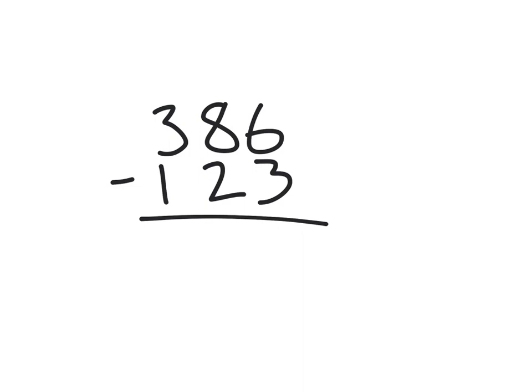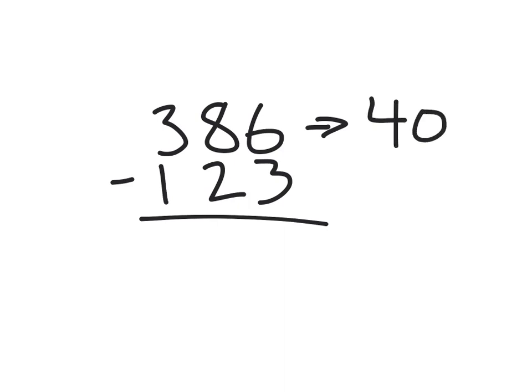So the way I like to estimate is to round it. 386 is a 3-digit number, so we're going to round to the hundreds place. I know 386 is between 300 and 400. Raise your hand if you can tell me what 386 would round to the hundreds place. Travis? 400. 386 is really close to 400.